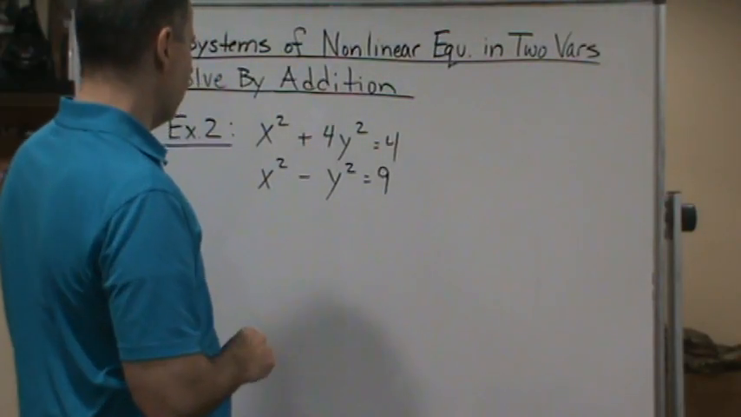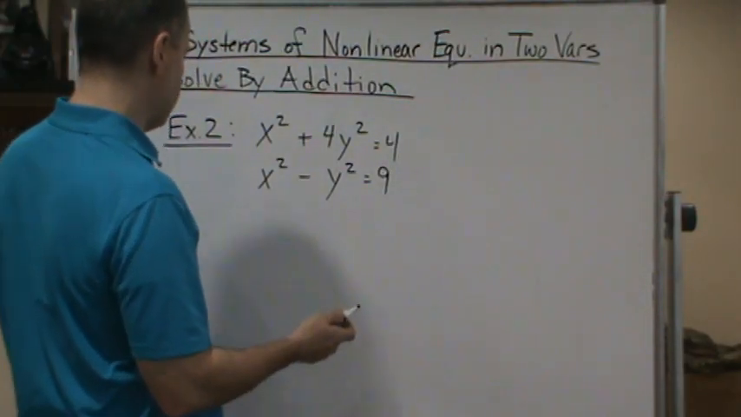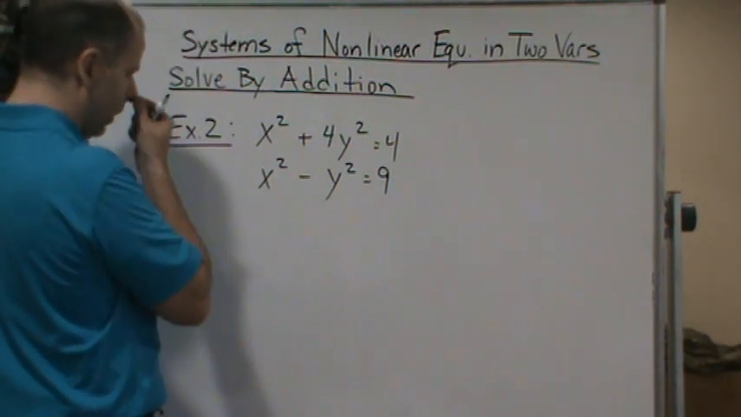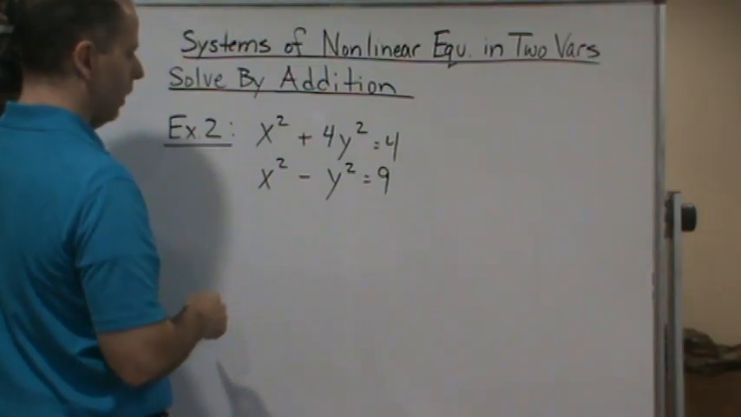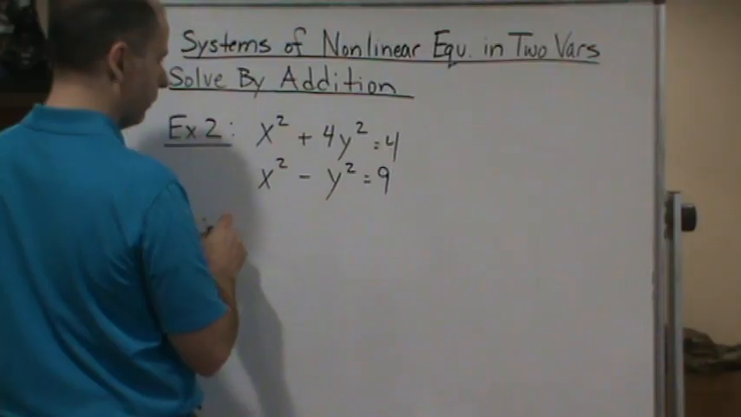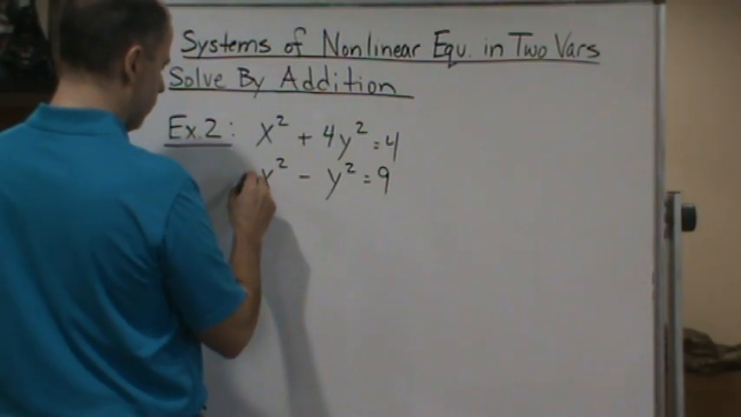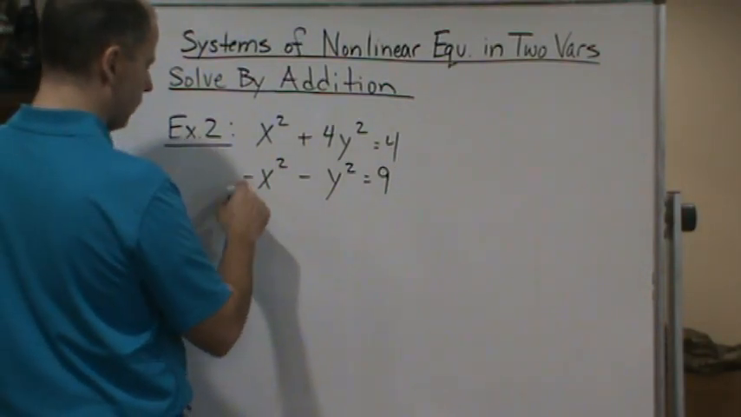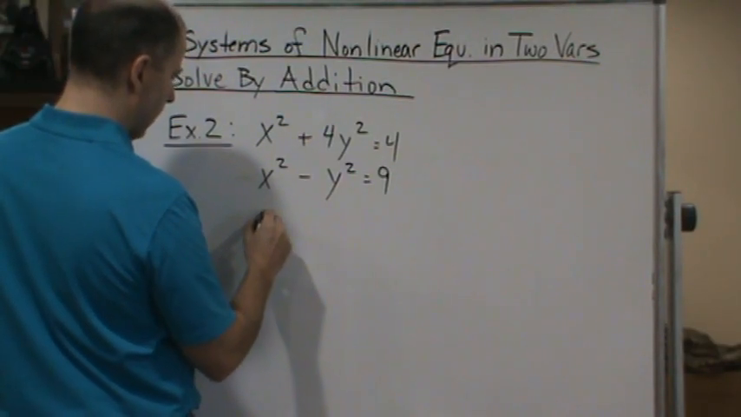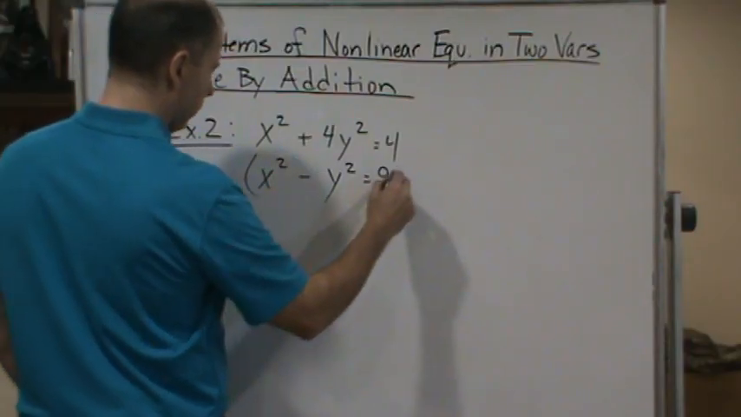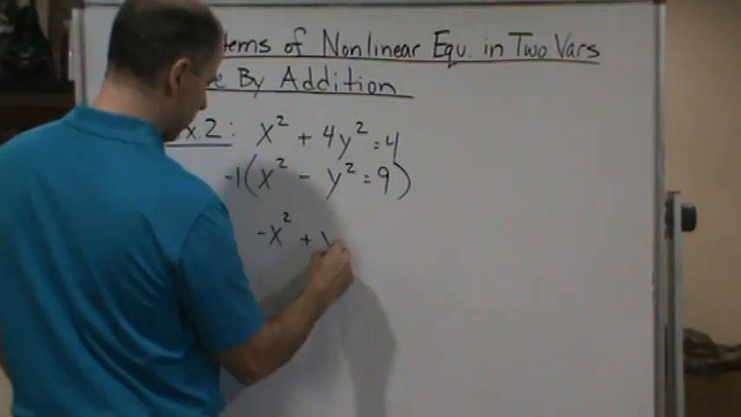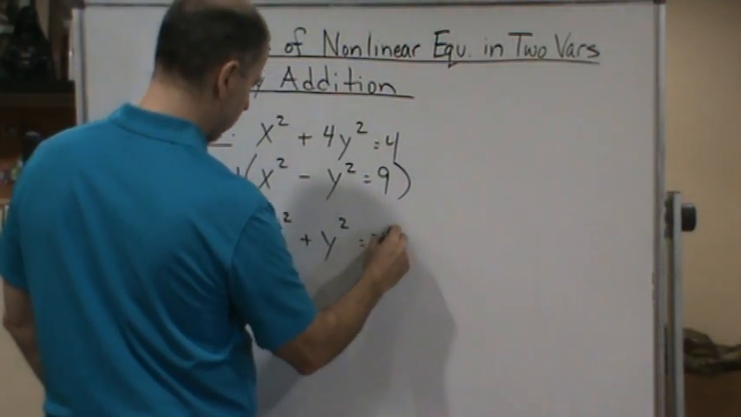So now we're going to solve this by addition. The easy one here is we can eliminate the x by just multiplying one of the two equations by -1. So let's do the second one. Let's just multiply the whole thing. So we'll get negative x squared plus y squared is equal to -9.